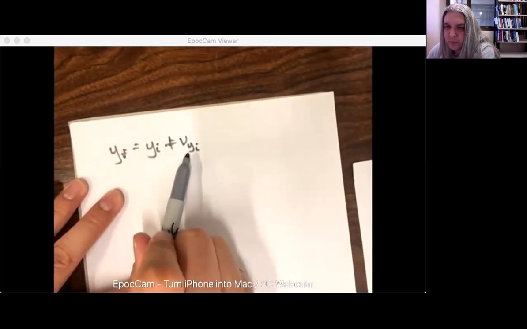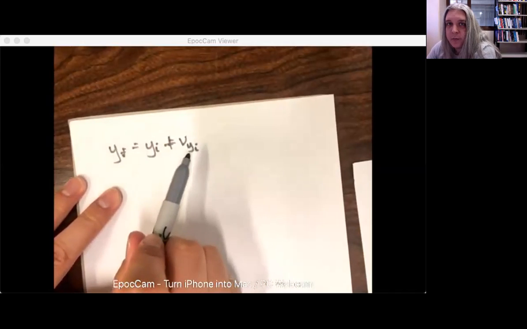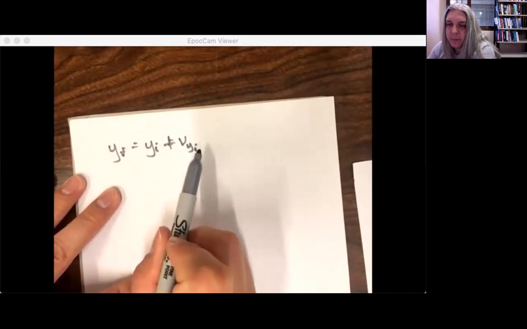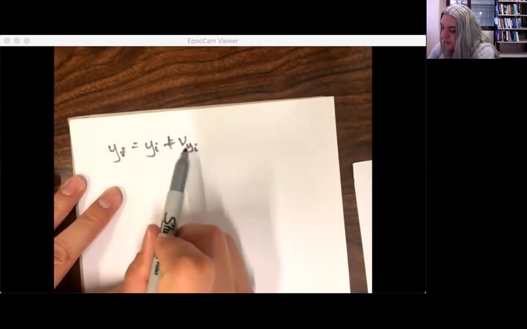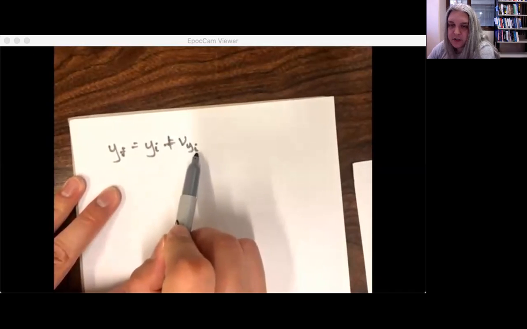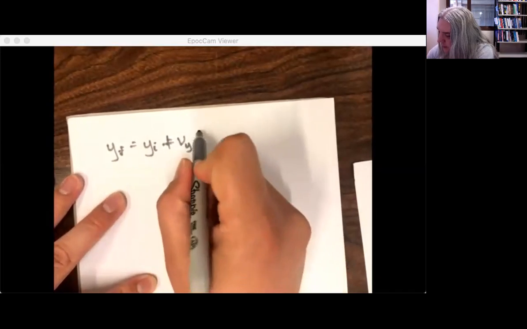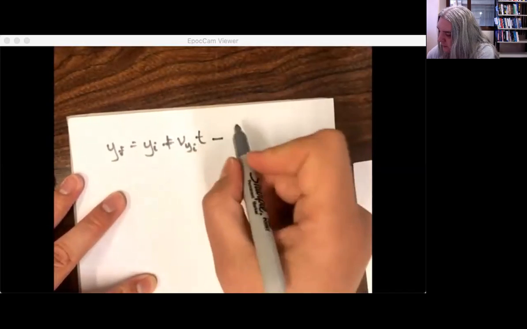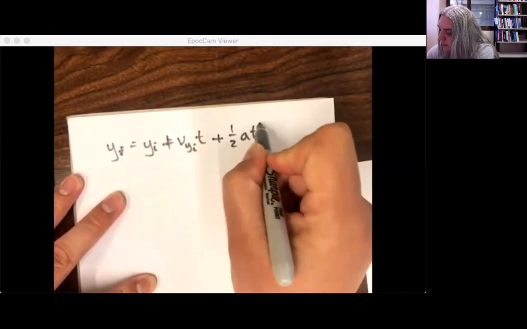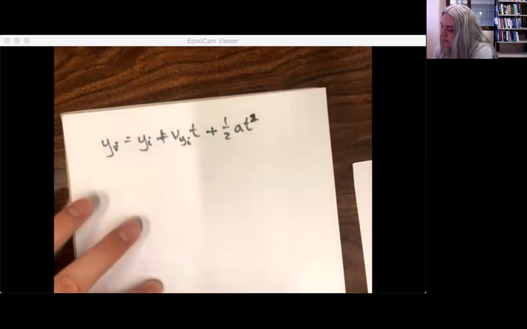You'll notice double subscripts creep in. When you're working with two dimensions, you want to keep the subscript for x and y, but you also want to keep a subscript for initial and final. So you end up with these little double subscripts. So V in the y direction initially, times t, plus a half a t squared. I won't put a in just yet.